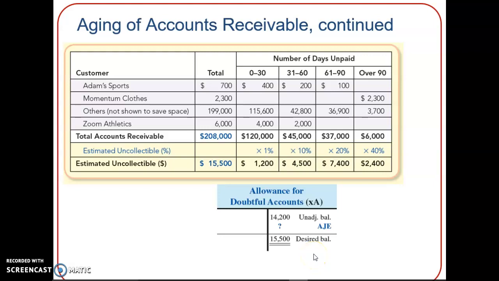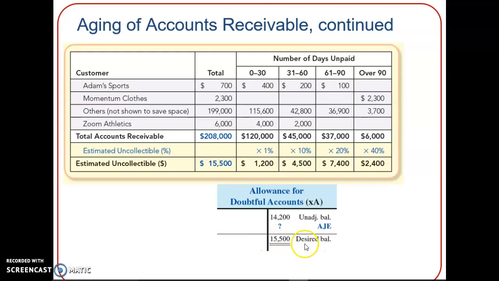So here, I think this should be very familiar to us. It's a T account, right? We have the allowance for doubtful accounts T account, which is a contra asset account. So an increase goes on the credit side, the right-hand side. The unadjusted balance, before we do the end of the period adjustment, we already have a balance of $14,200 in this account, credit balance.